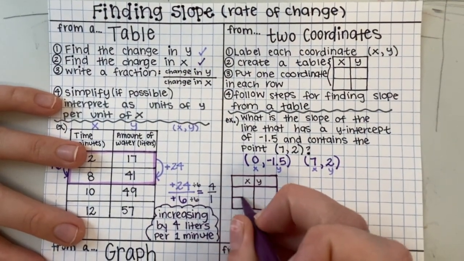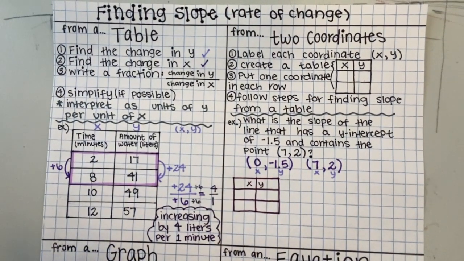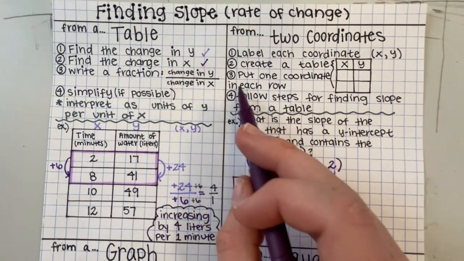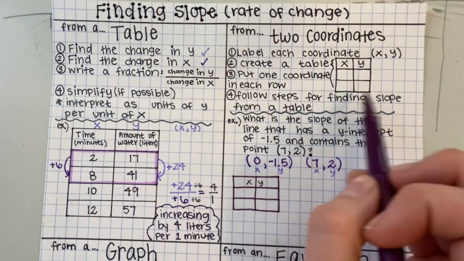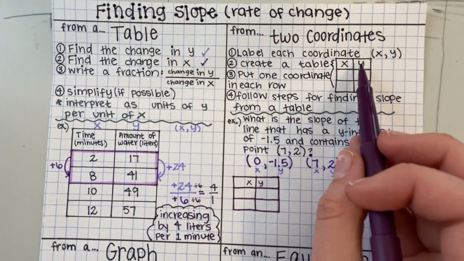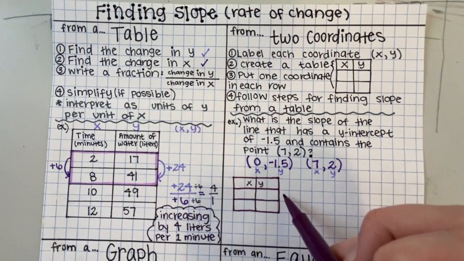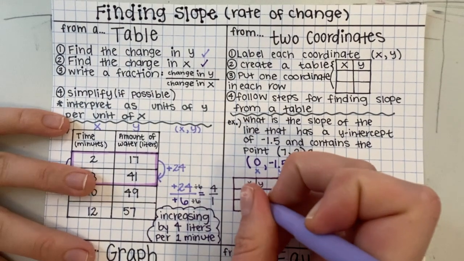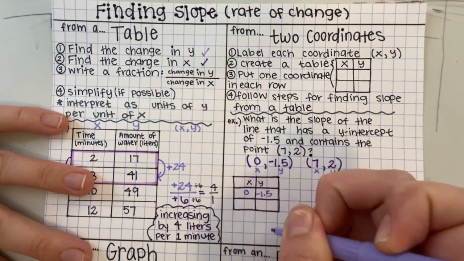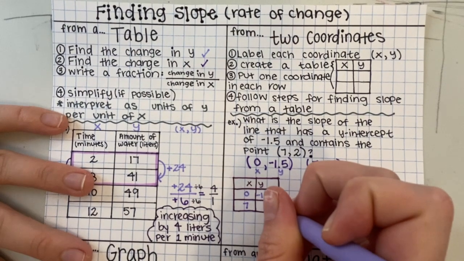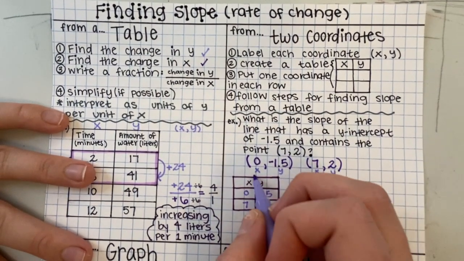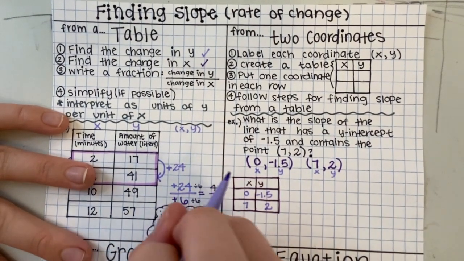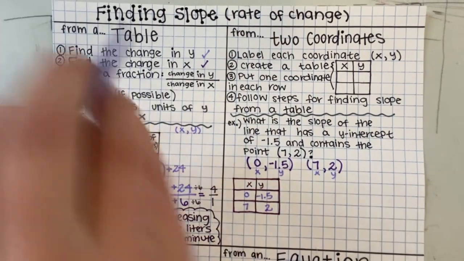So this is just my little shortcut. So what I'm going to do once I create my table is I'm going to put 1 coordinate in each row. So I drew the outline of my little table. It's always going to be the same. It's going to look like this. And then I'm going to put one coordinate in the top row and one coordinate in the bottom row. So I'm going to put 0, negative 1.5, and I'm going to put 7, 2. And that's kind of why we've labeled it X and Y, so I could remember that's what's going in the table. Then I'm just going to follow my steps for finding the slope of the table.